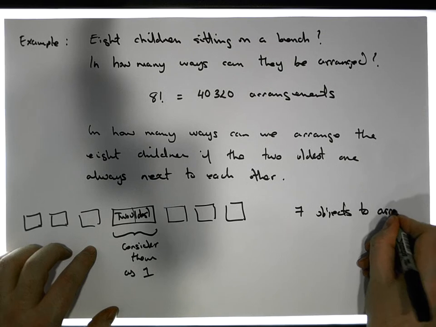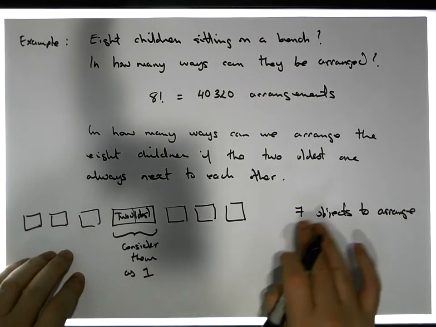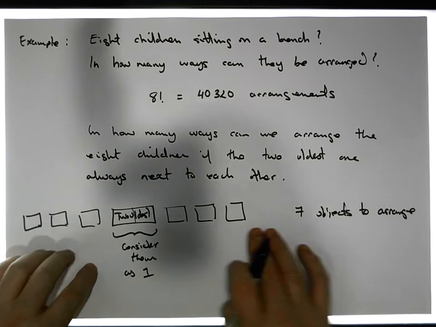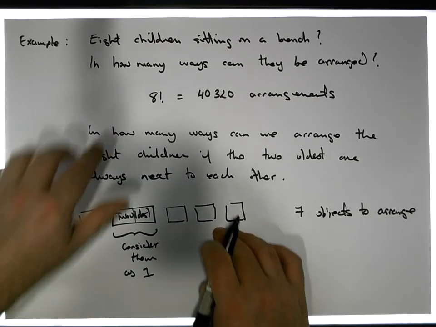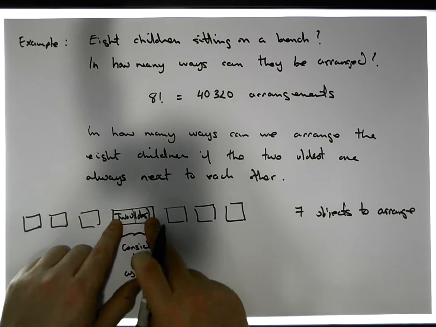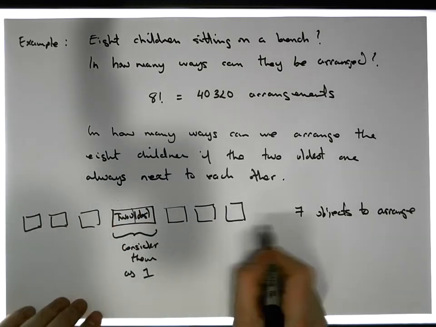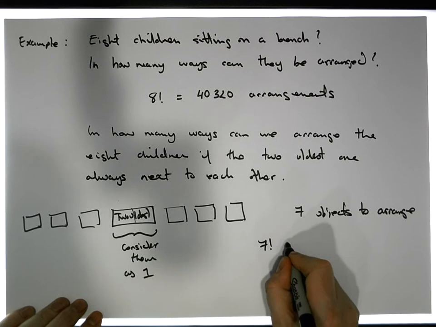Now it just happens that one of the objects represents 2 people, but that object is going to get arranged within these 7 objects. I had 8: there's my 6 and my 2 oldest, but I keep my 2 oldest together, which makes them 1, so now I've got 7 in total. So the total number of ways that we could arrange these is 7 factorial.